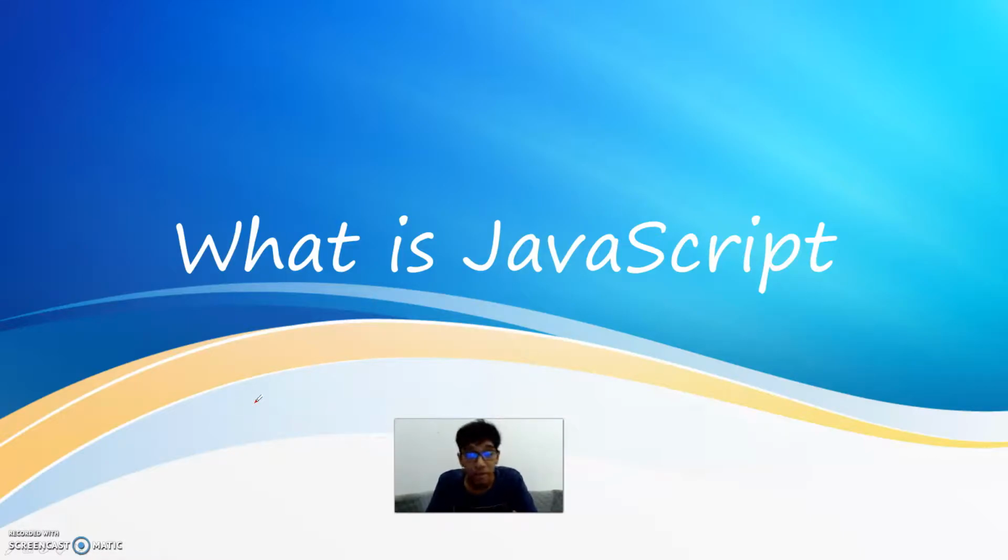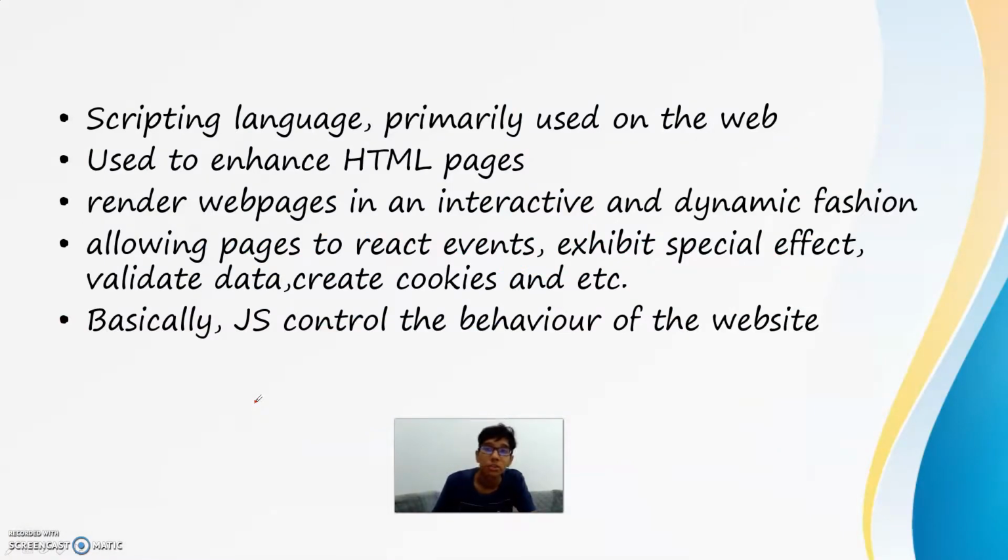So what is JavaScript? JavaScript is a script language primarily used on the web. It is used to enhance HTML pages. It renders web pages in an interactive and dynamic fashion, allowing web pages to react to events, exhibit special effects, validate data, create cookies, and so on. So basically, JavaScript is used to control the behavior of a website.